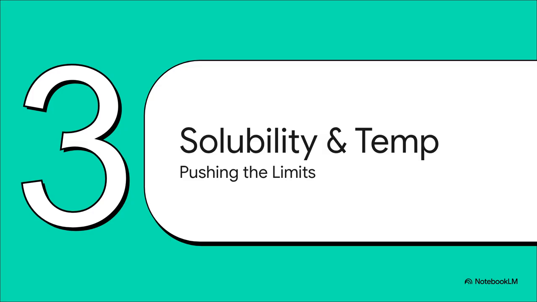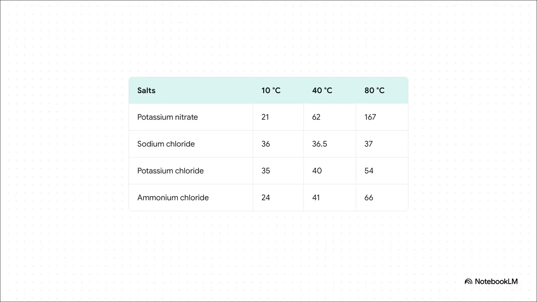Which brings us to Section 3, Decoding solubility and temperature, pushing the limits. This begs the question, exactly how much of a solid substance can a liquid solvent hold before it simply refuses to absorb any more? Well, when we map out solubility across different temperatures, something really striking happens, especially with potassium nitrate. At 10 degrees Celsius, 100 grams of water can only hold 21 grams of it. But if you heat that water up to 80 degrees, suddenly it can absorb a massive 167 grams. So heating a solvent essentially forces it to absorb way more of a solid substance than it normally could.